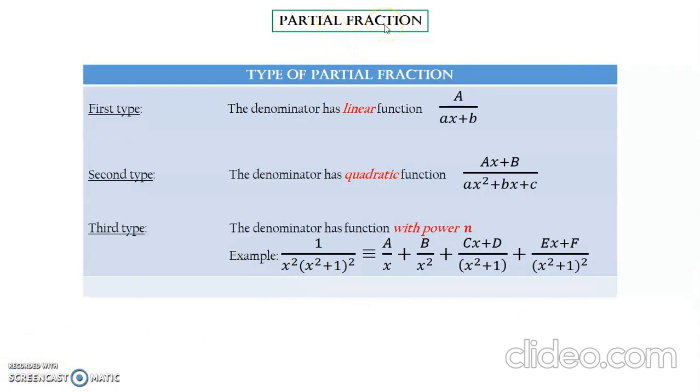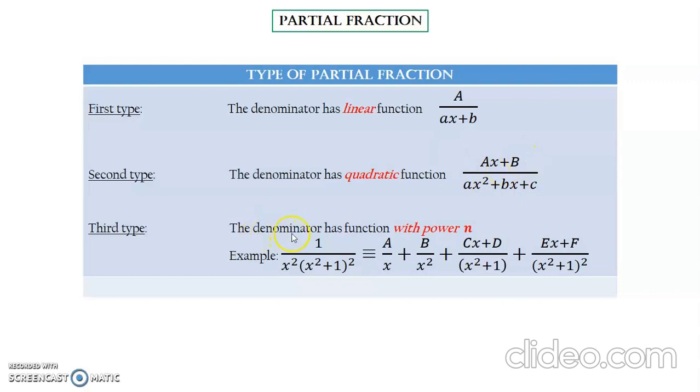Okay, so sebelum kita tengok on how to fix up the function using the partial fraction, kita revision sikit tentang type of partial fraction. Okay, so basically kita ada 3 different type yang kita biasa jumpa. So kalau denominator dia ada linear function, ax tambah b, jadi the partial fraction kita akan buat a bahagi ax tambah b. Okay, kalau denominator ada quadratic function seperti ini, ax kuasa 2 tambah bx tambah c, so kita punya partial fraction kita akan buat ax tambah b.